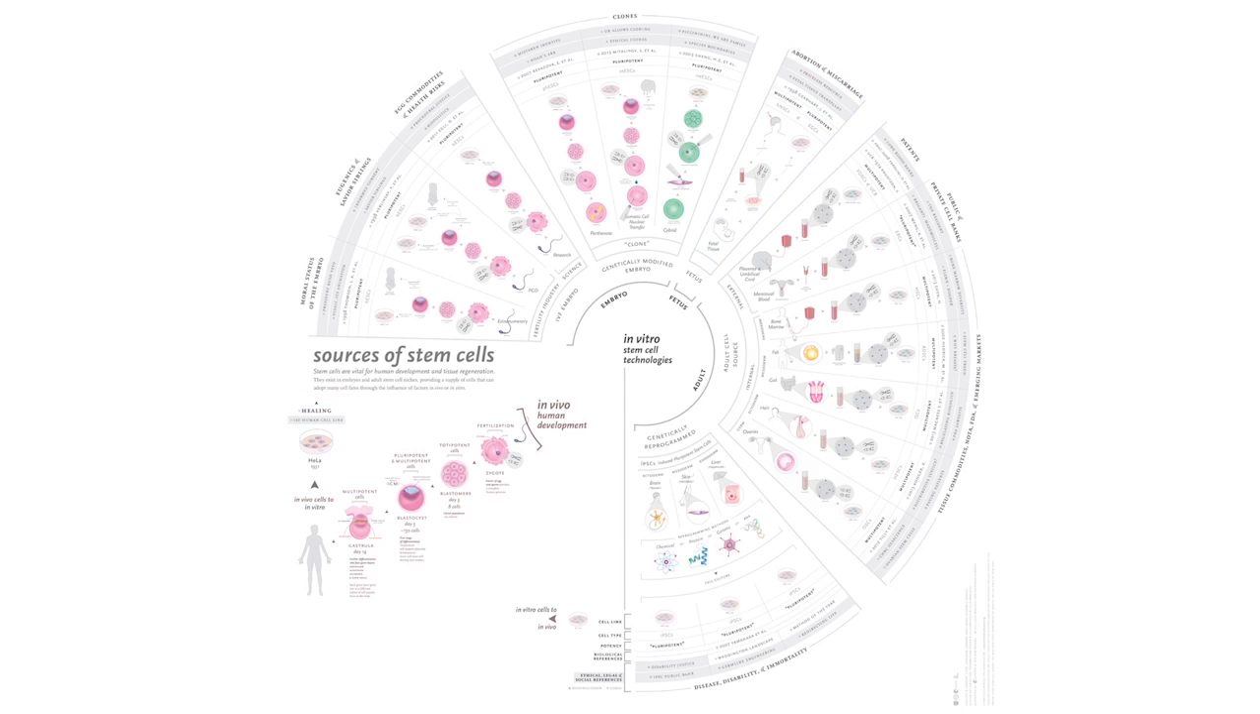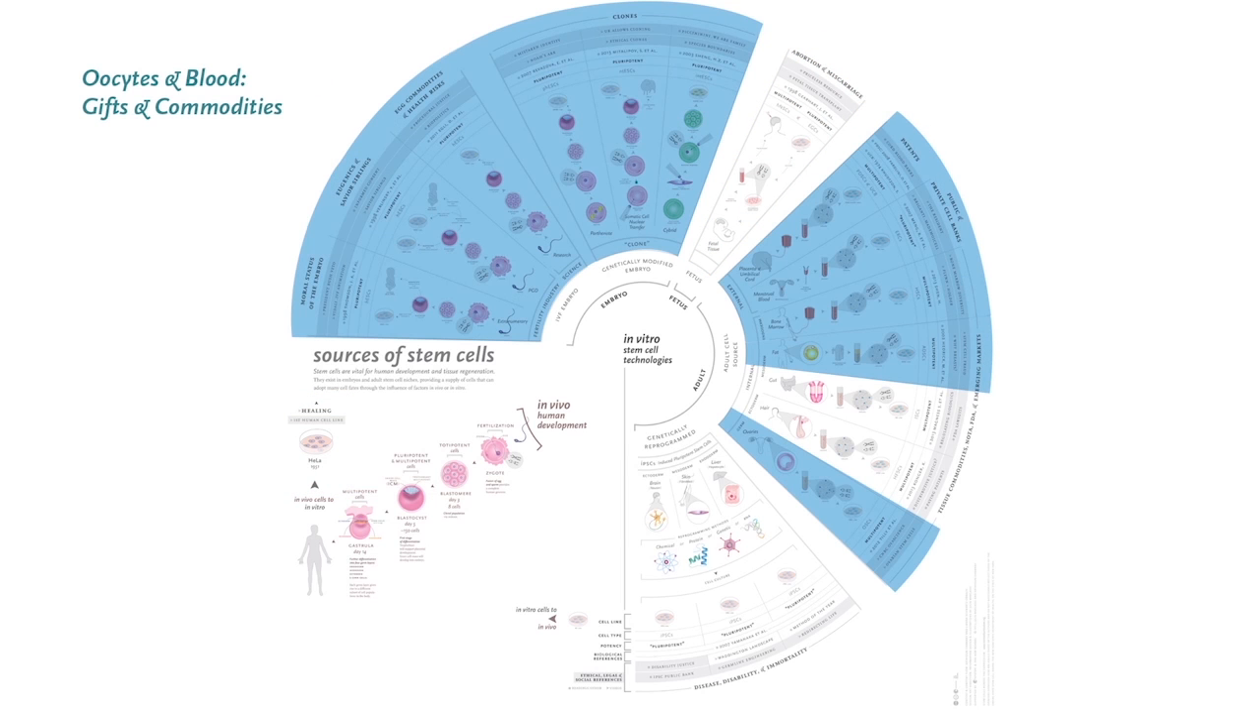The second case, oocytes and blood, gifts and commodities, reviews funding initiatives to specifically diversify the supply of stem cells used in research and therapy, and uses a feminist framework to analyze the ways that tissues of the body, such as fat, oocytes, menstrual blood, cord blood, bone marrow, and ovaries, are being reframed in a capitalist market.